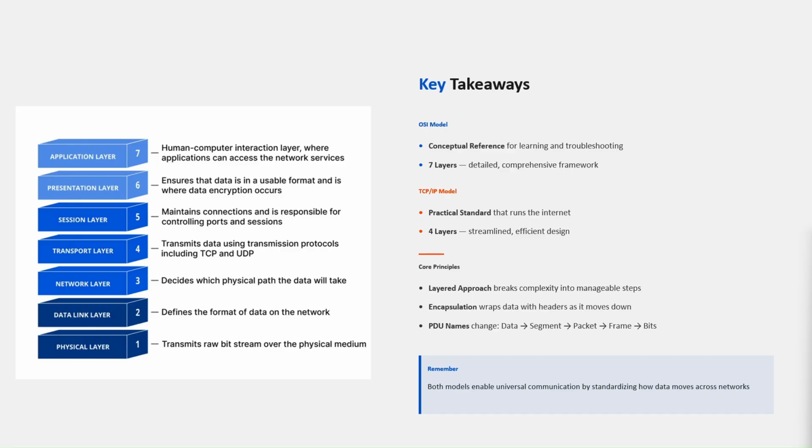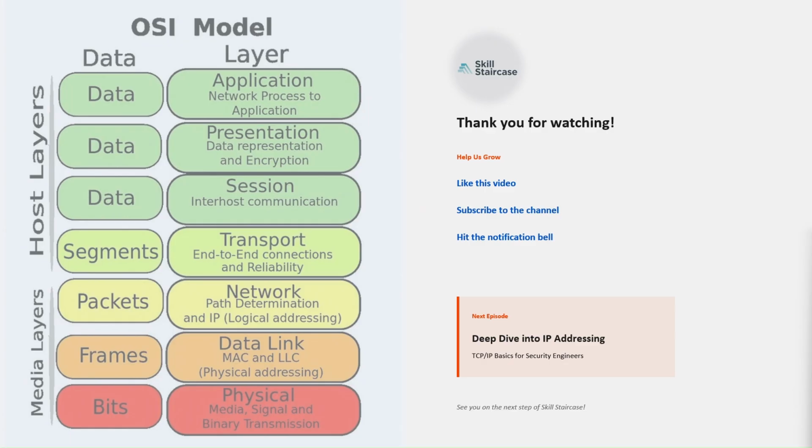And that brings us to the end of our first step on the skills staircase. We hope this explanation has clarified the fundamental differences between the OSI and the TCP/IP model.